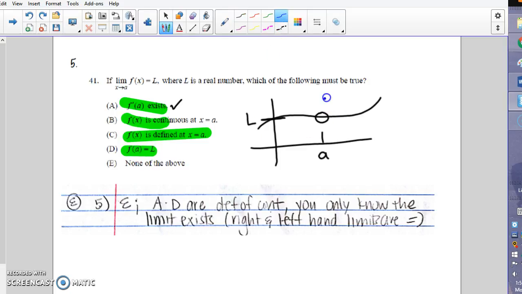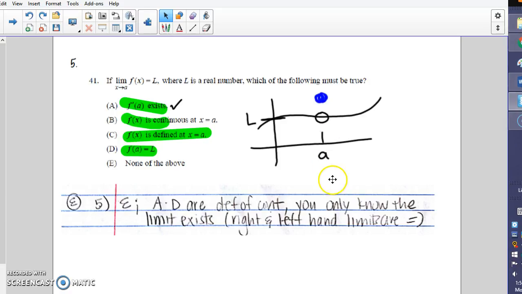So part D is saying, well, f of A is equal to the limit. Well, that has nothing to do with the definition of a limit existing. C is saying that you do have an actual value at A. You don't know that. B is saying that it's continuous, which basically is going to go along with C and D. But you don't know that that function is continuous. And if there is a hole here, then that function does not have a derivative. So this would be none of the above.